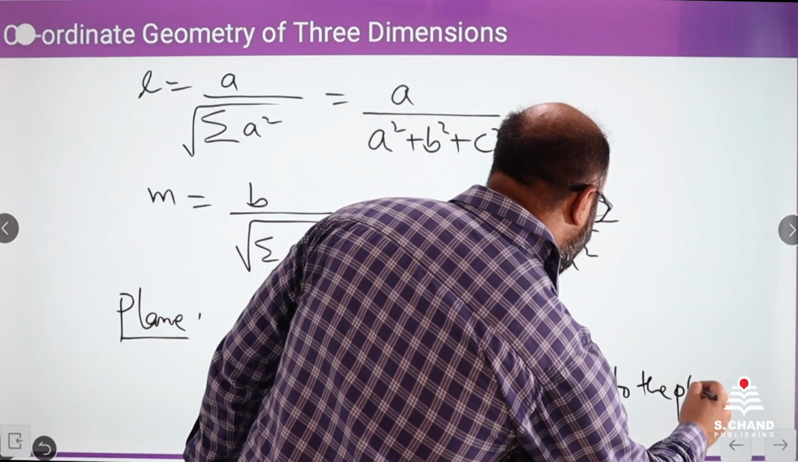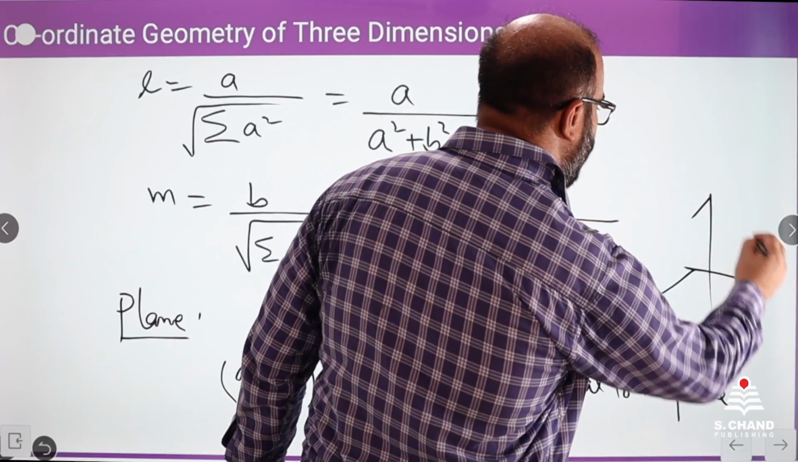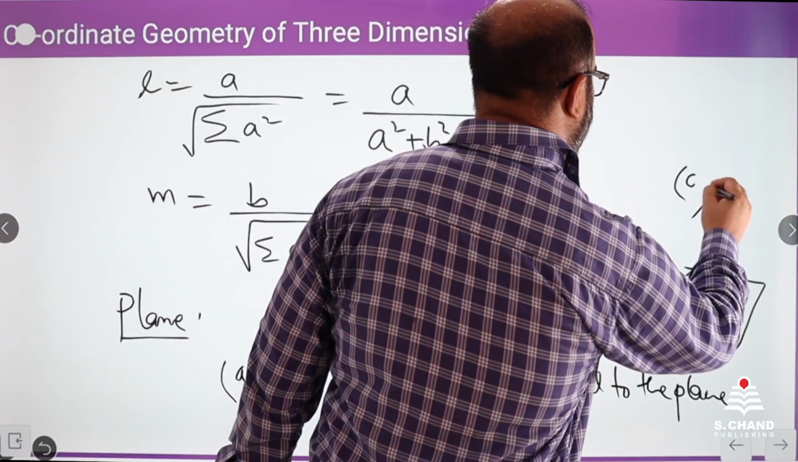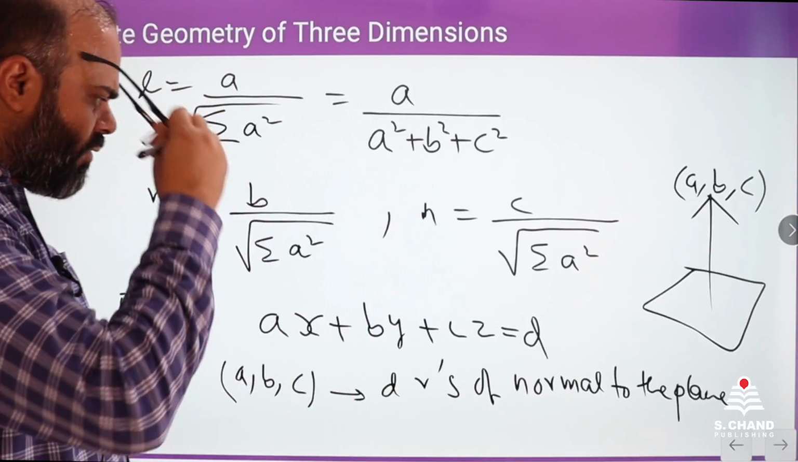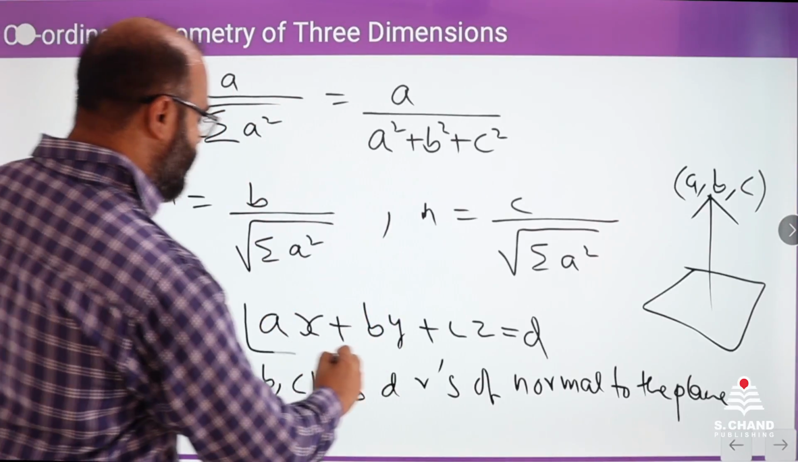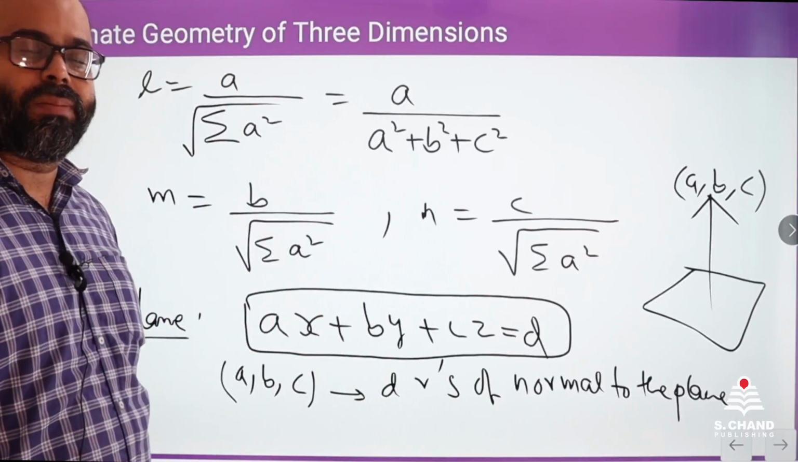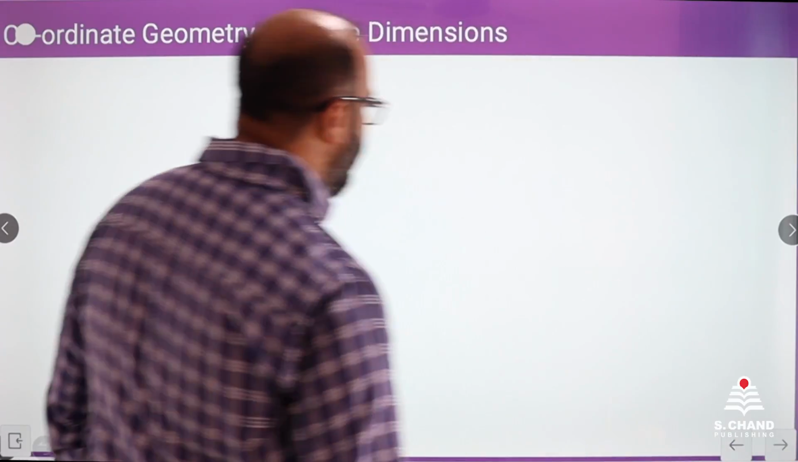So, if we have a plane like this, and we have a normal to the plane like this, which is perpendicular to the plane, then its direction ratios are A, B, C. These are the direction ratios, and this is how we can write the equation of the plane in terms of its direction ratios, and D is a constant.